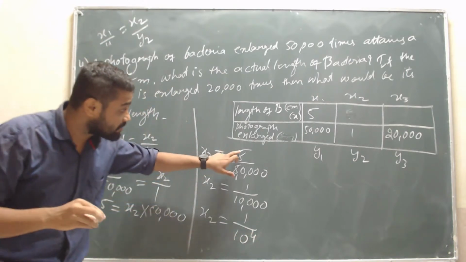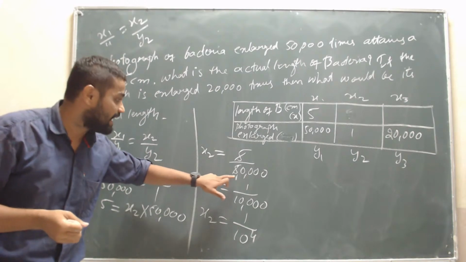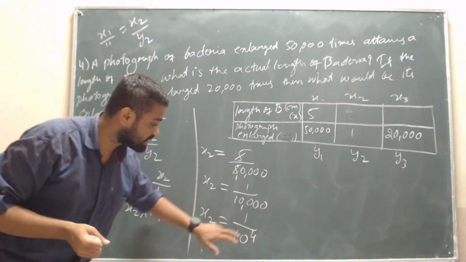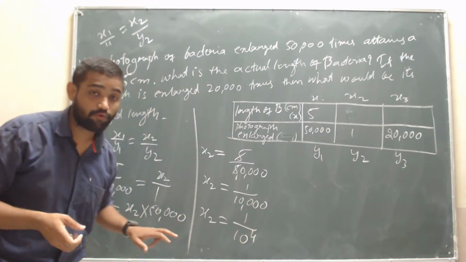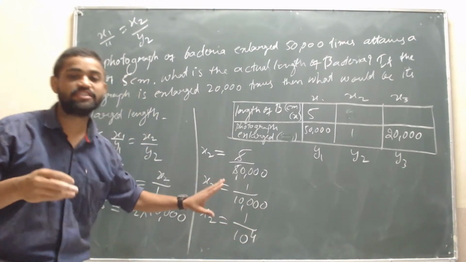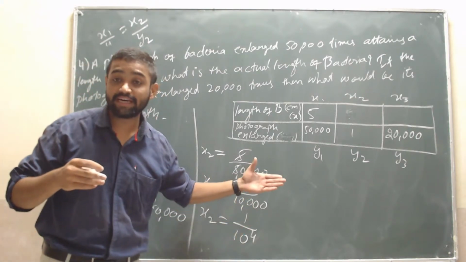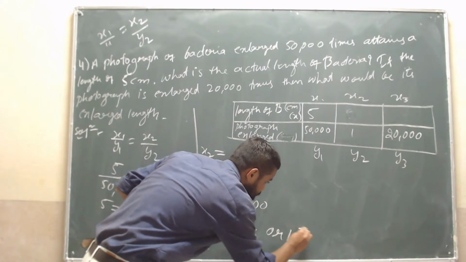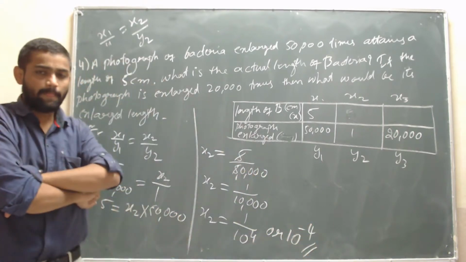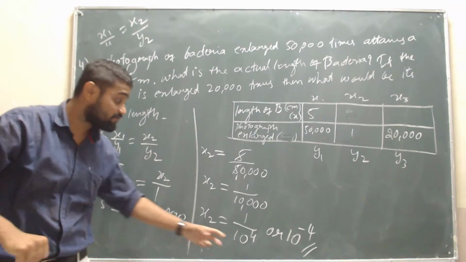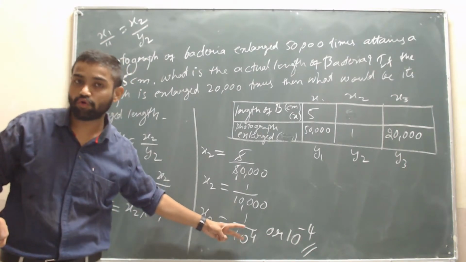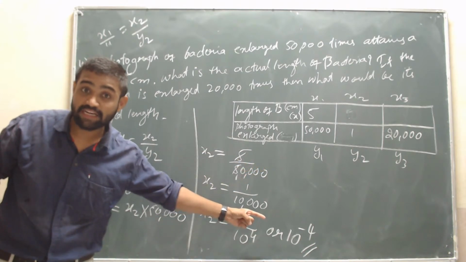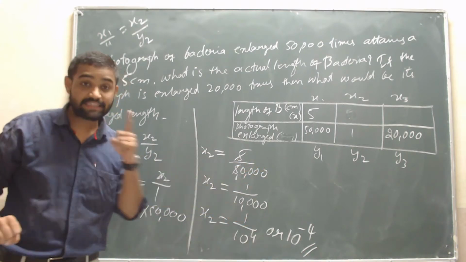Concentrate here. 5 cancel with the 5 ones of 5, and 0, 0, 0, 0. How many zeros are there, children? 1, 2, 3, 4. That becomes 10 to the power of 4. When we transpose this 10 to the power of 4 into the numerator, it gives us 10 to the power of minus 4. Is it clear to you?